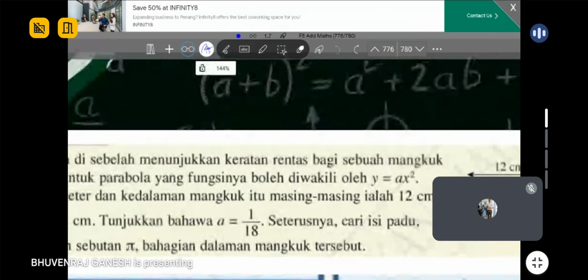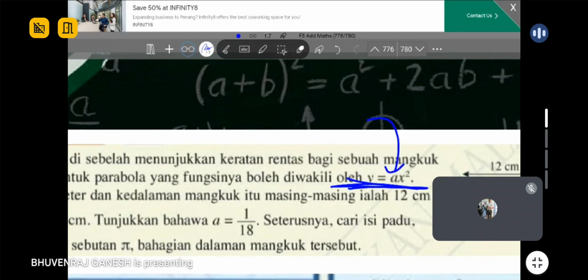integration. But first of all, you don't have the equation. Kamu tak ada persamaan. So that means you must try to find out the equation. So guys, how am I going to get the A value? Anyone can tell me? Macam mana cari nilai A?